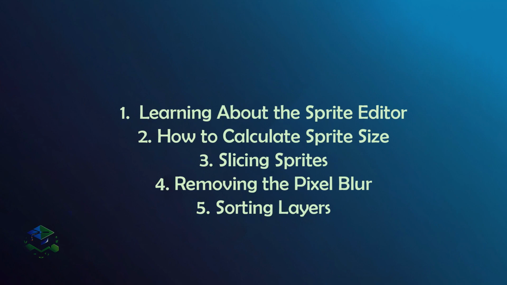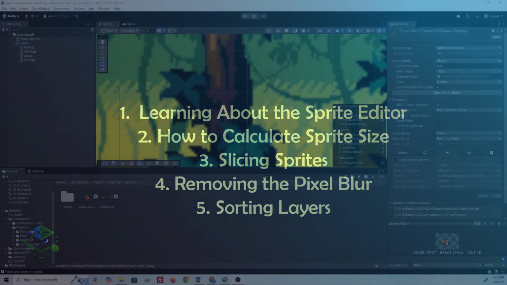We're going to go over changing the modes so that things aren't blurry or anything like that. And then I'm also going to show you guys how to calculate the sprite sizes that you need based on a sprite sheet. Now we're going to talk about sorting layers.